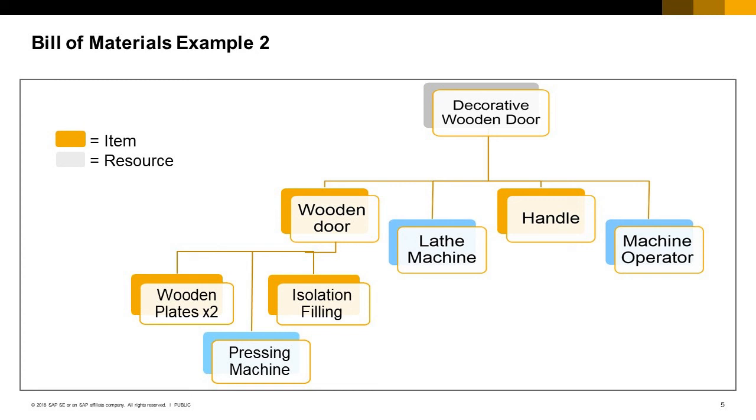In our example, the wooden door is a produced item from a second level of bill of materials that has two items and one resource. To start a production process, this bill of materials is copied to a production order. We will further discuss the production order in the production process topic.